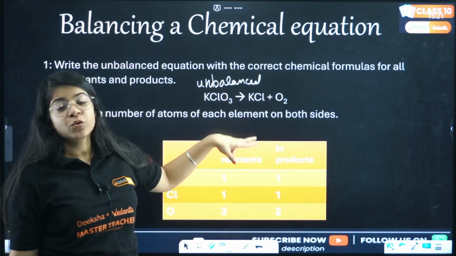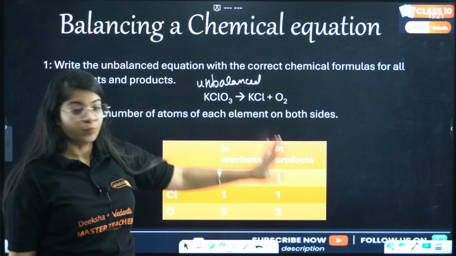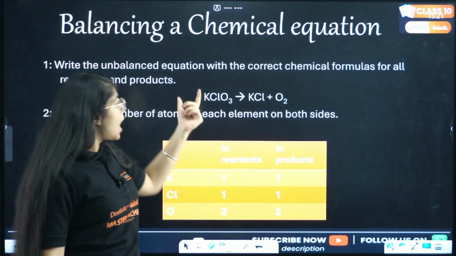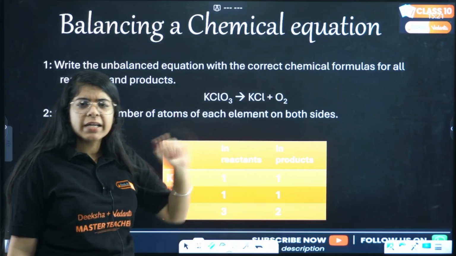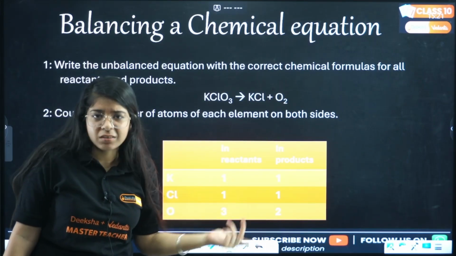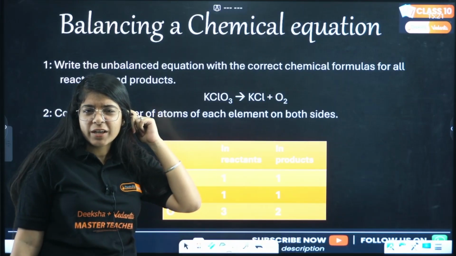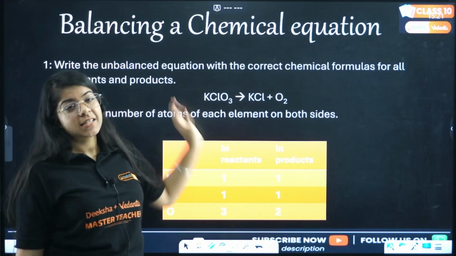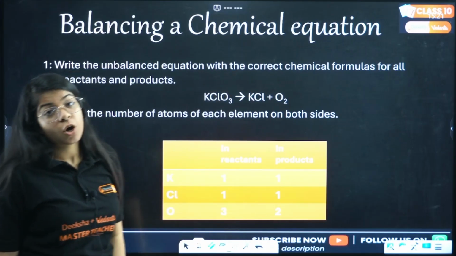It decomposes into KCl plus O2. Now, what you have to do, first you have to see, are the elements on both sides actually unbalanced, or am I just stressing about nothing? Okay, so KClO3 decomposes into KCl plus O2.